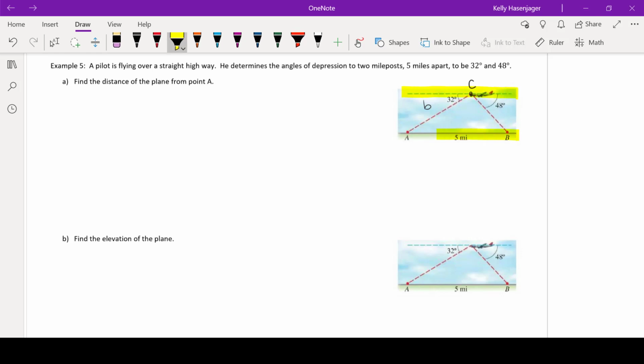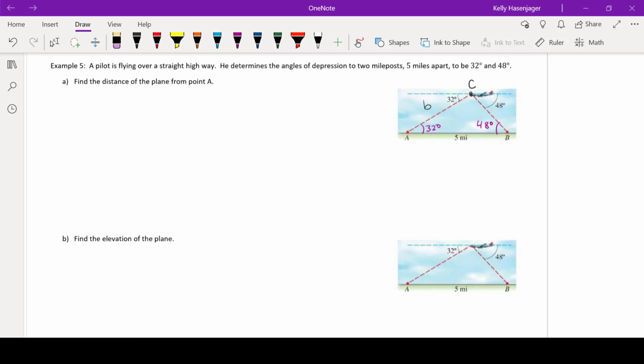We can work around that by using the fact that we have two parallel lines and a transversal, which just means a line going through them. So alternate interior angles are equal. So the 32 degrees up top, we can also say the 32 degrees inside our triangle. Similarly, with 48 degrees, that's a transversal through parallel lines. So now we have two angles of our triangle.